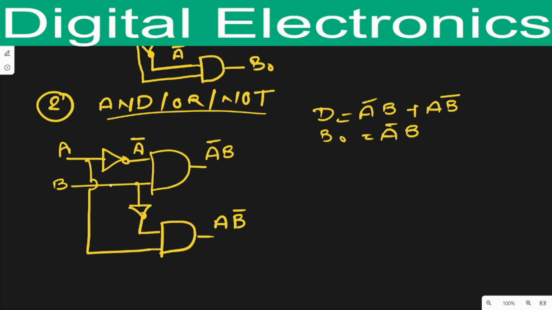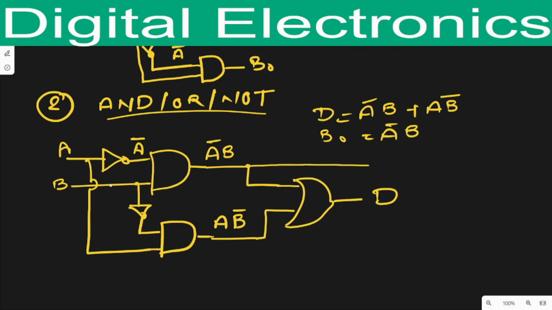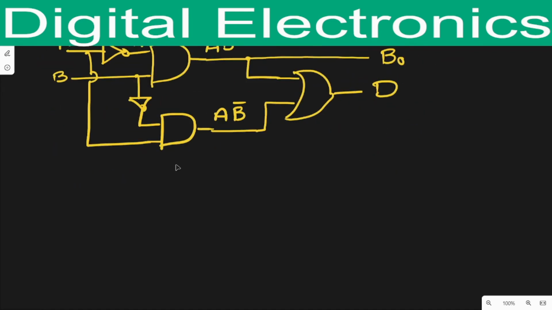Now these two outputs are connected with plus. Plus means OR gate. So I am connecting one OR gate here, and from this path we will get the difference equation. Now the borrow equation equals A bar B. So if this one is A bar B, from this path we can directly find B naught, that is borrow. Okay, fine. So this one is the second logical representation by using AND, OR, NOT logic.